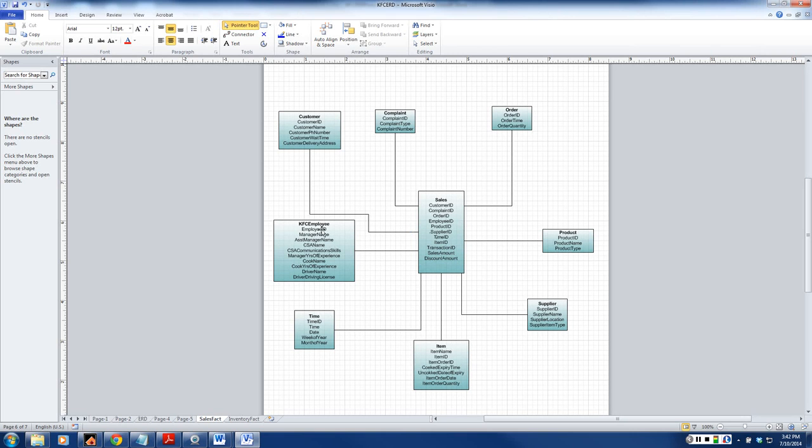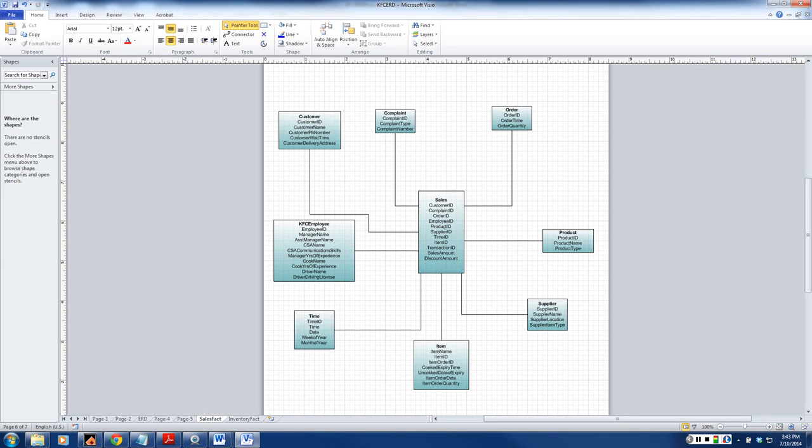But you can see that each table is now linked. So these are all dimensions and this is the fact. In other words, the focus of attention for the analysis is all about sales. It would be how to analyze sales by complaint, how to analyze sales by customer, how to analyze sales by KFC employee, how to analyze sales by product, how to analyze sales by item, how to analyze sales by time.